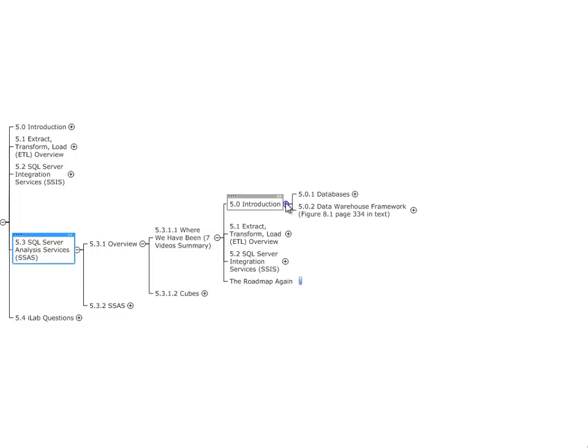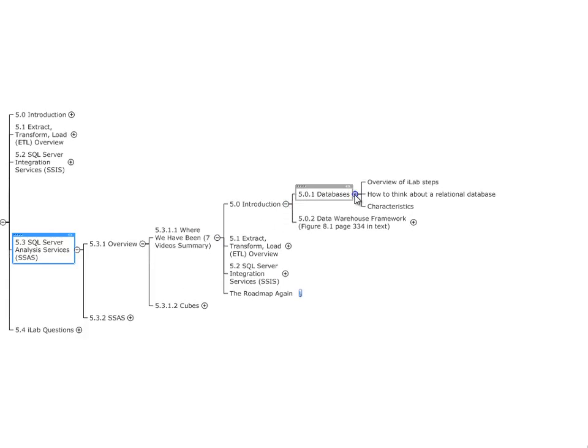So let's take a brief look at where we've been. We started out in the first video with a basic introduction, and we covered databases. We looked at the overview of how the iLab was going to work, and how we're going to think about relational databases. We said it was a collection, remember, of tables and relationships among those tables. You could consider it at a broad level to be those things.